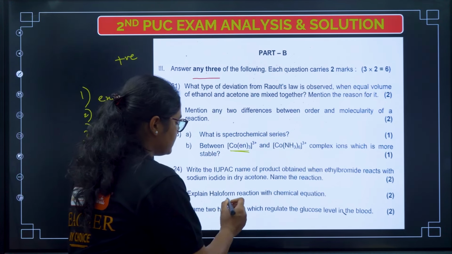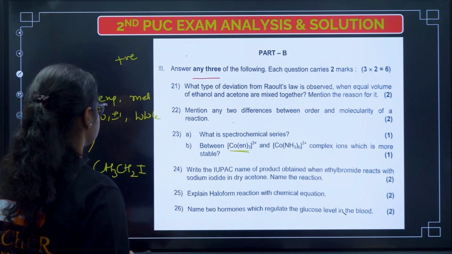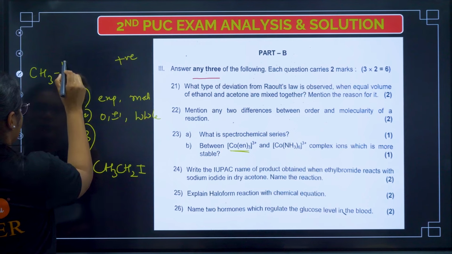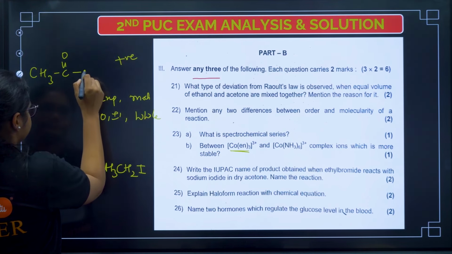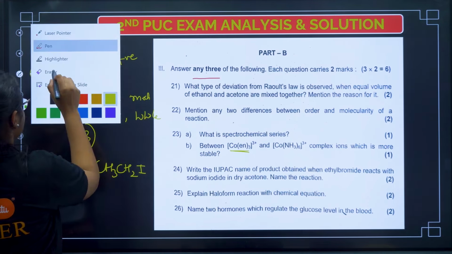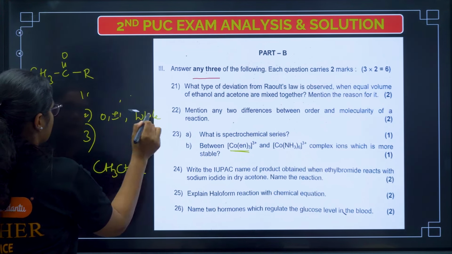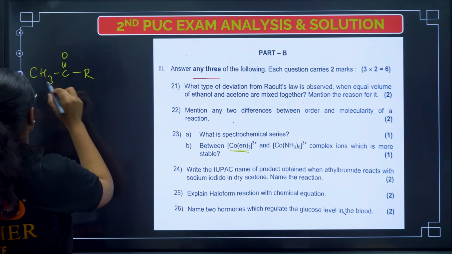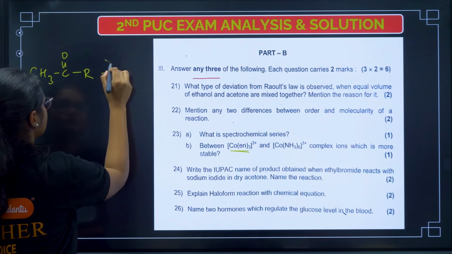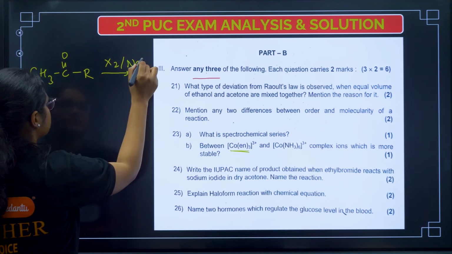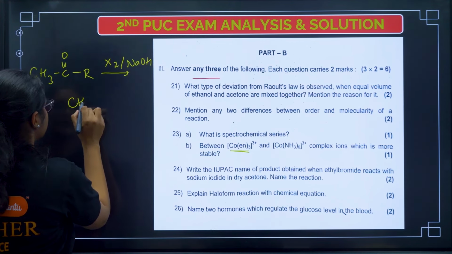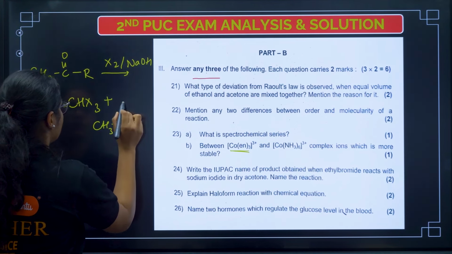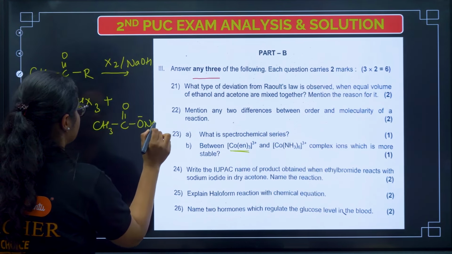Next question. Write down the haloform reaction with an example. So for the haloform reaction you can take any group which has CH3CO R, and then you can react this one with any halogen with NaOH. So what will be the reaction? You can write here X2 in presence of NaOH, right? So we will get CHX3 plus CH3COO- Na+, right?